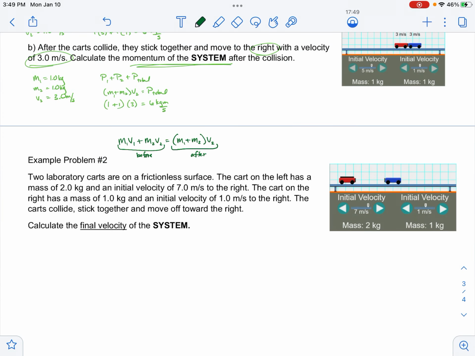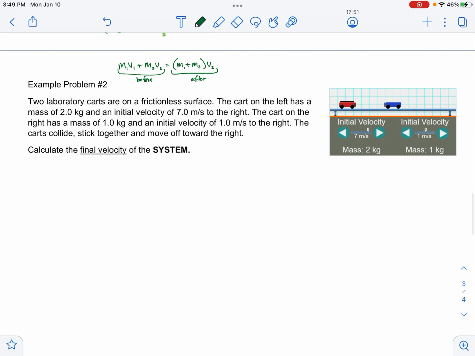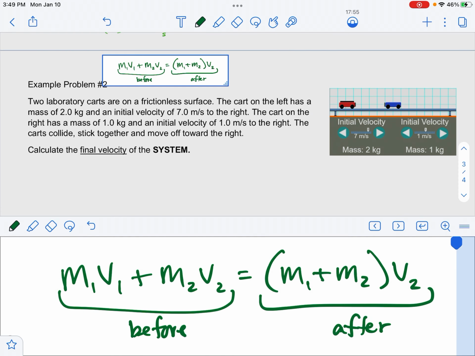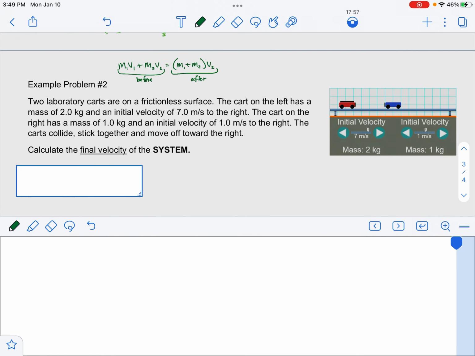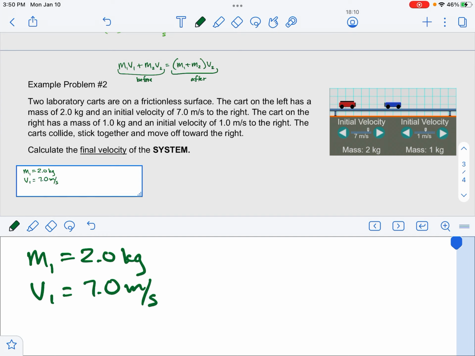So let's try using this big formula on this problem, shall we? Two laboratory carts are on a frictionless surface. The cart on the left has a mass of 2 kilograms, so we'll call that one 1. 2 kilograms. An initial velocity of 7, so V1 is 7. To the right, okay, so it's positive.